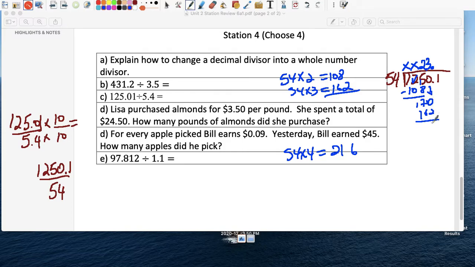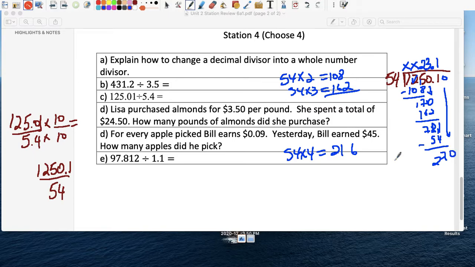Subtract. 10 minus 2 is 8. 1. So can 54 go into 81? Yeah, 1 time. Subtract. 11 minus 4 is 7. 7 minus 5 is 2. Let's bring a 0 down.